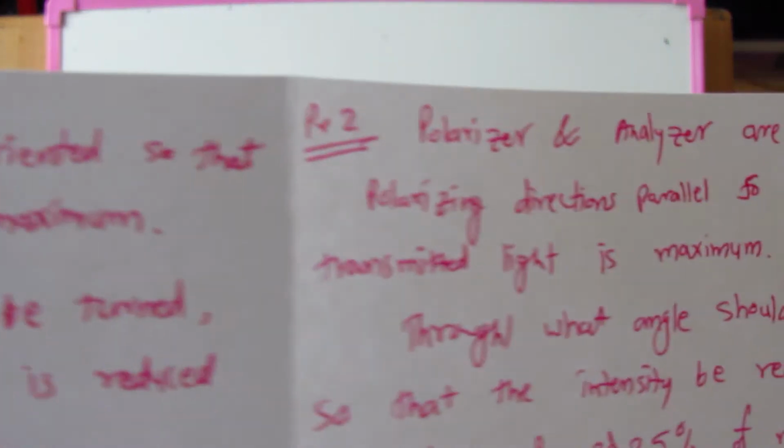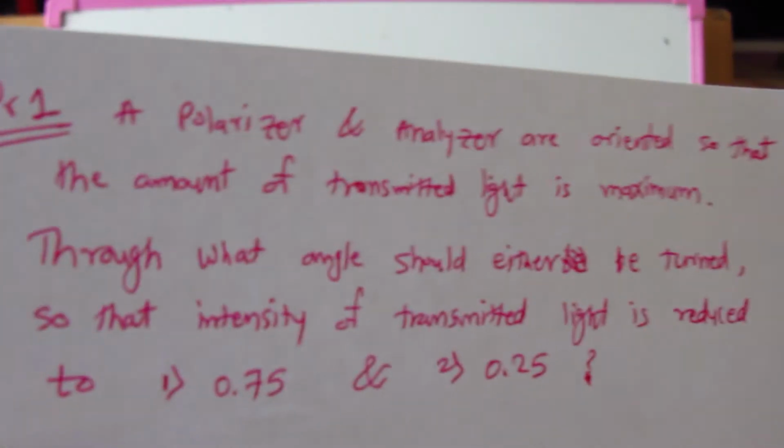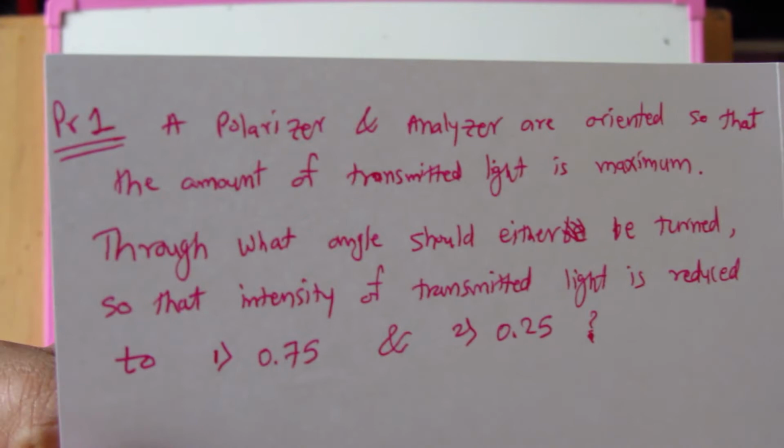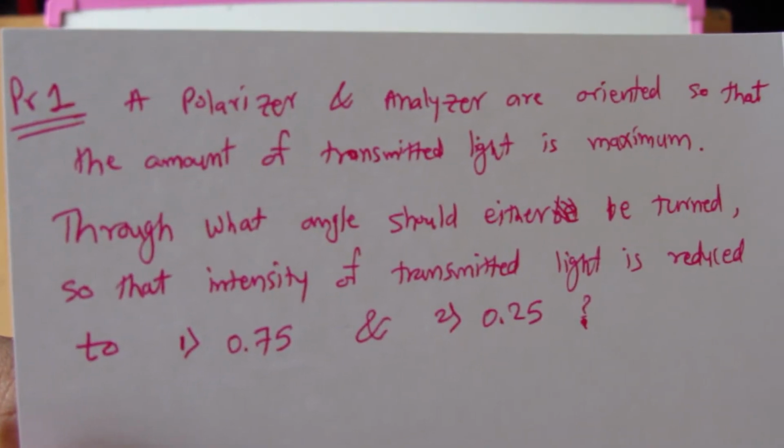Okay, the first problem. Write down this first problem, pause this and write it down. I will just read. A polarizer and analyzer are oriented so that the amount of transmitted light is maximum.